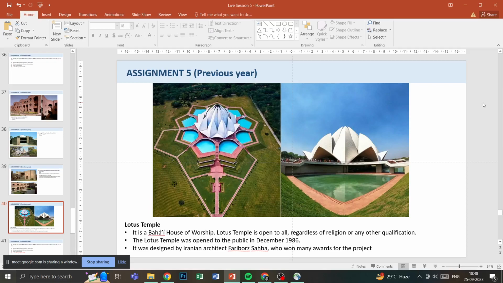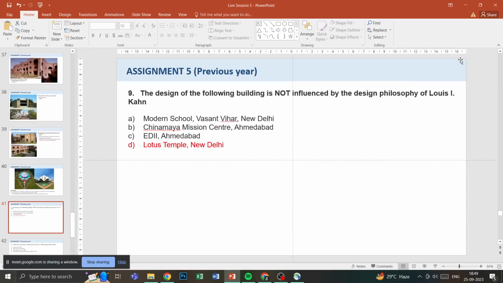So if you look at Lotus Temple, its structural form resembles a lotus. You can see the use of geometric shapes, and the shells of Lotus Temple are made of concrete. It is a very standalone structure, very different in its architecture and style, and it is nowhere similar to Louis I. Khan's work. So our answer is Lotus Temple, New Delhi.